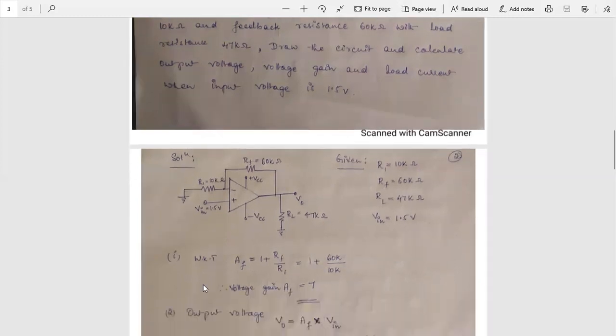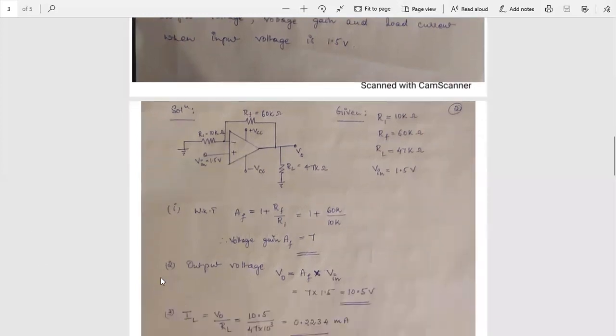Okay, so equation to calculate the output voltage is V0 is equal to voltage gain into Vin. Okay, so now here voltage gain is not given in the problem. So first, because we need to calculate voltage gain also in this problem, so first calculate voltage gain. So we know that voltage gain AF is equal to 1 plus RF by R1, which is equal to 1 plus 60K divided by 10K. So therefore voltage gain AF is equal to 7.